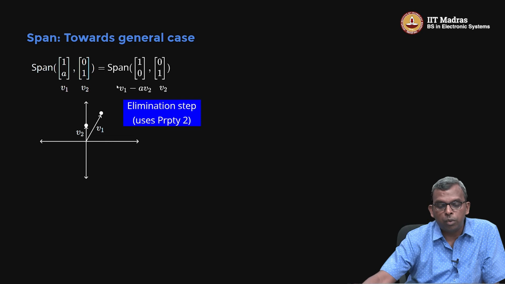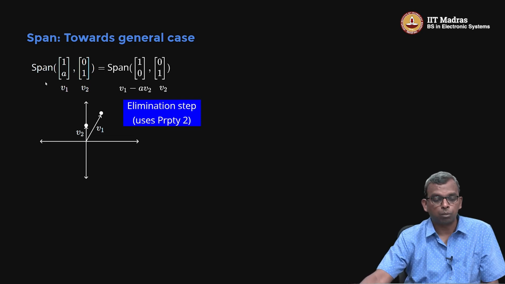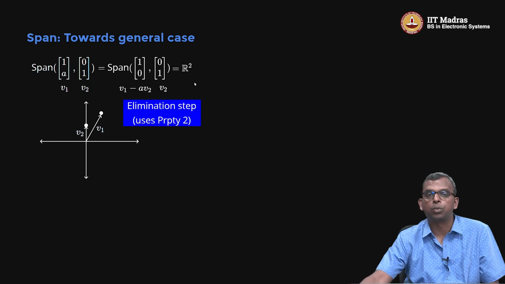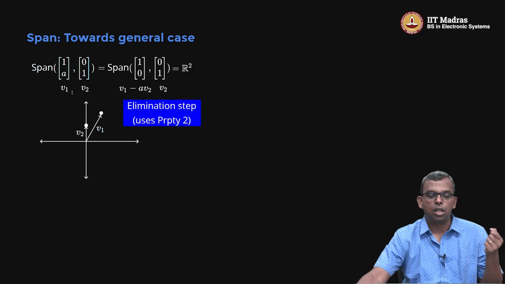When I do v1 minus a v2, something very interesting happens. The 1 remains the same, 1 minus 0, but the second entry, a minus a times 1, goes to 0. That's why a combination like v1 minus a v2 is called an elimination step. You eliminate a non-zero value and make it 0. Once you do that, by property 2, I know the span of (1, a), (0, 1) is the same as the span of (1, 0), (0, 1). And what is the span of (1, 0), (0, 1)? It's the entire R2. Notice how we are using these clever observations and logic to build up our understanding of span.